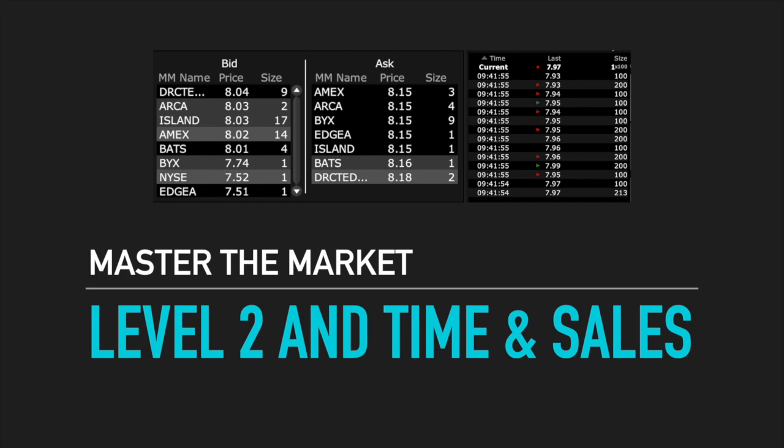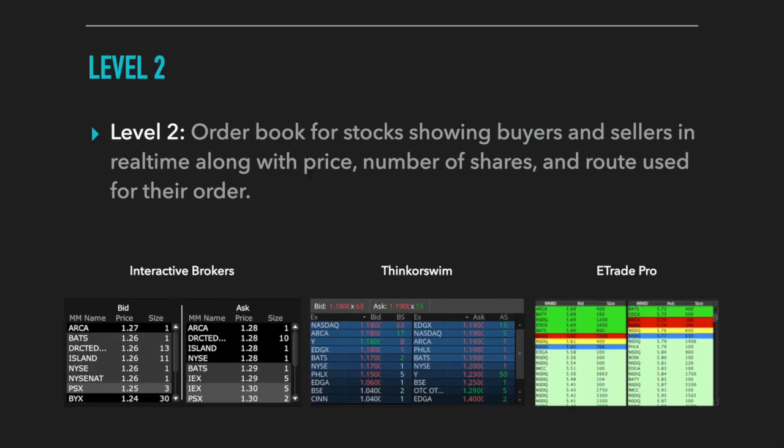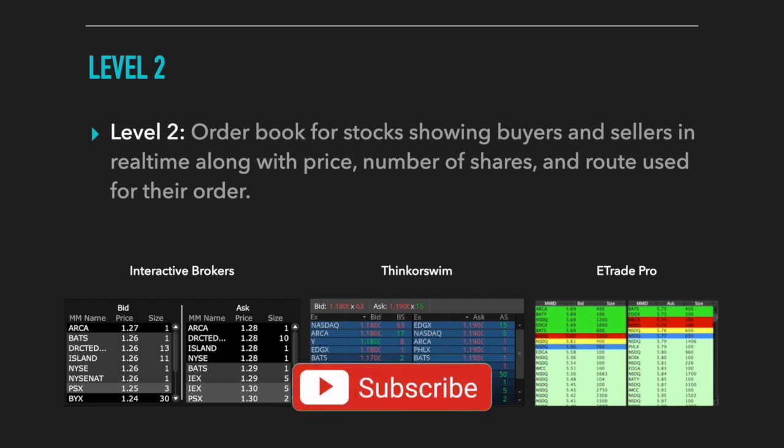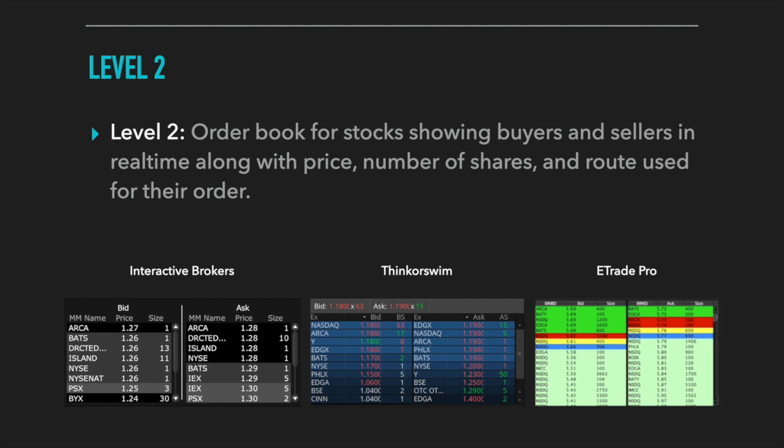With that being said, let's get started right away with the first thing, which is what is level 2? So level 2 is essentially just an order book for stocks that's going to show you the buyers and sellers in real time, along with the price, the number of shares, and the route that was used for their order. This is going to look pretty much the exact same regardless of which trading platform you're using. You can see I have 3 examples down at the bottom of what level 2 is going to look like. We have Interactive Brokers, Thinkorswim, and eTrade Pro. Their designs are a little bit different with each platform, but overall the level 2 is going to look pretty much the exact same.